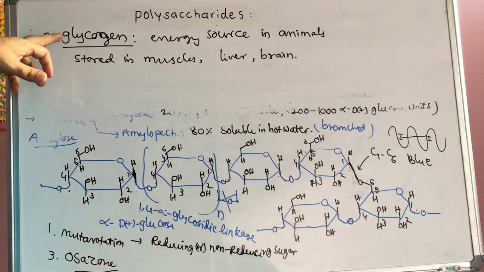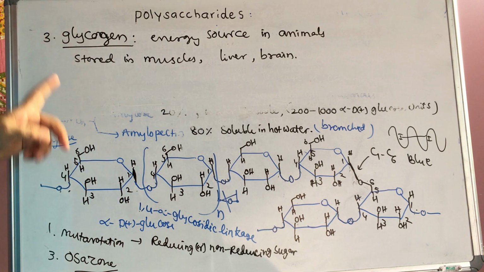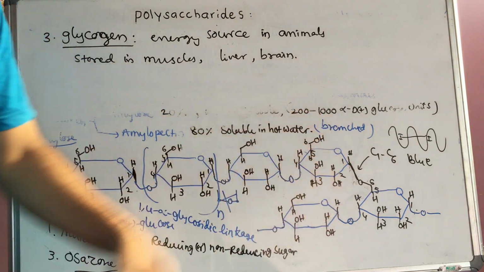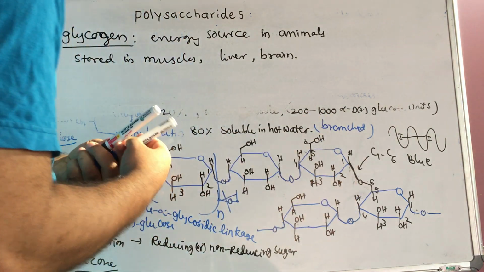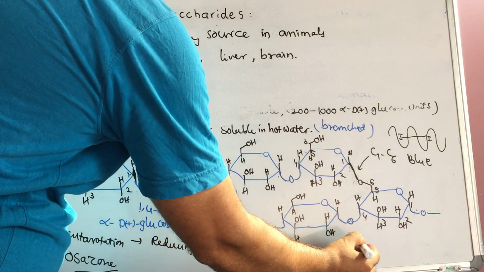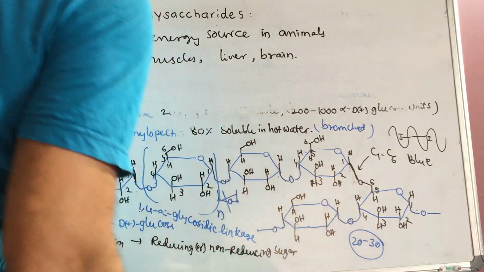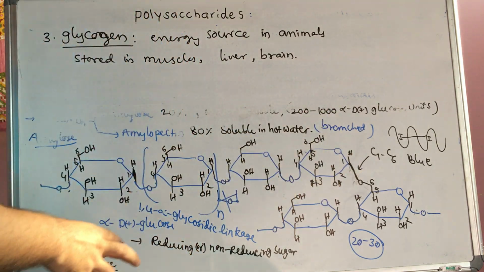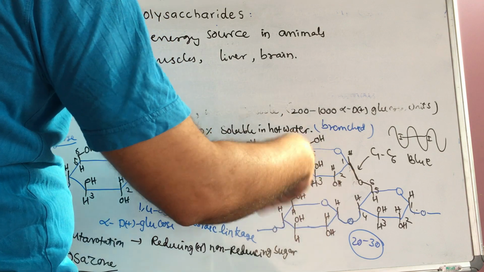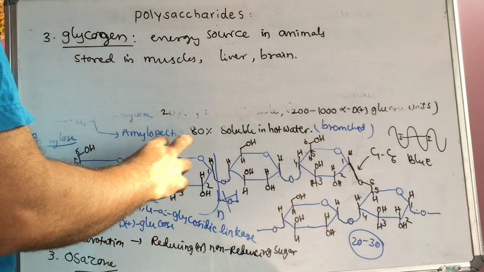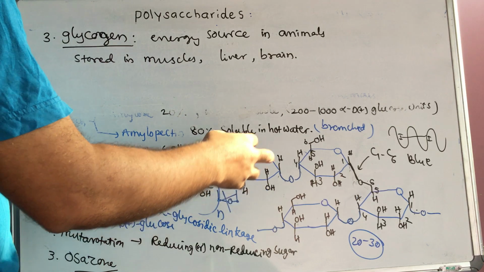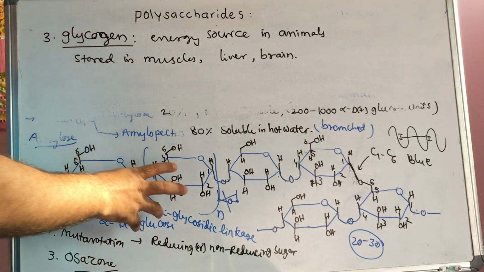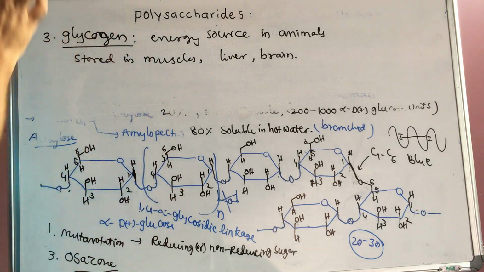The only thing is that glycogen structure is similar to the amylopectin structure. This is amylopectin. Total is amylopectin structure. This is a branch. In amylopectin, 20 to 30 D-glucose units will be there per branch. But in glycogen, the branches are extensive, there will be more branches compared to amylopectin. This is one of the small differences between amylopectin and glycogen.